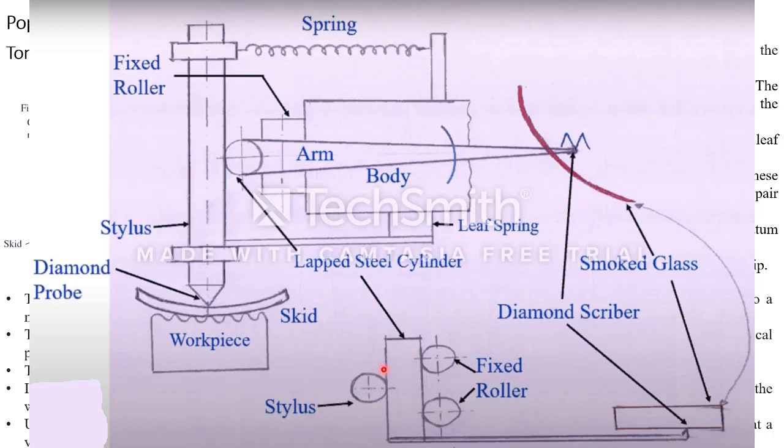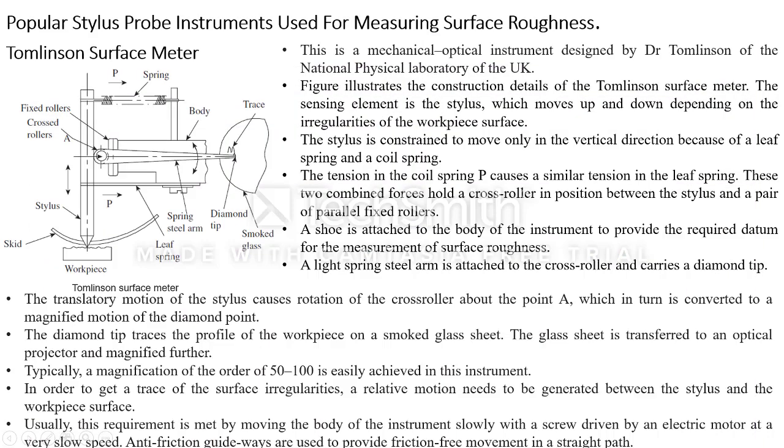By rotation of this cylinder, which is given by the motion of the stylus, if the stylus is moved, the cylinder will be rotated, and it is firmly held by the fixed rollers. A shoe or a skid is generally attached to give a support or a datum for this diamond probe, the required datum for the measurement of the surface roughness. A light spring steel arm is attached. This arm is attached to the crossed roller and carries a diamond tip.